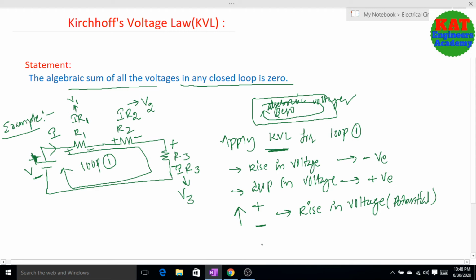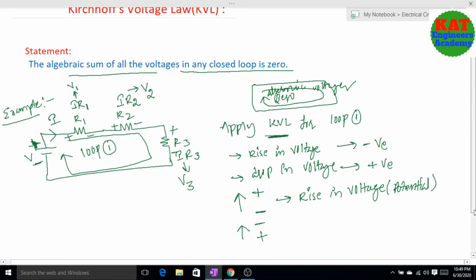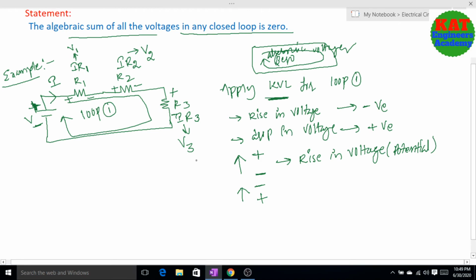Next, whenever the current is entering, for example, here this is positive, here we have negative. That current direction is, for example, positive to negative.